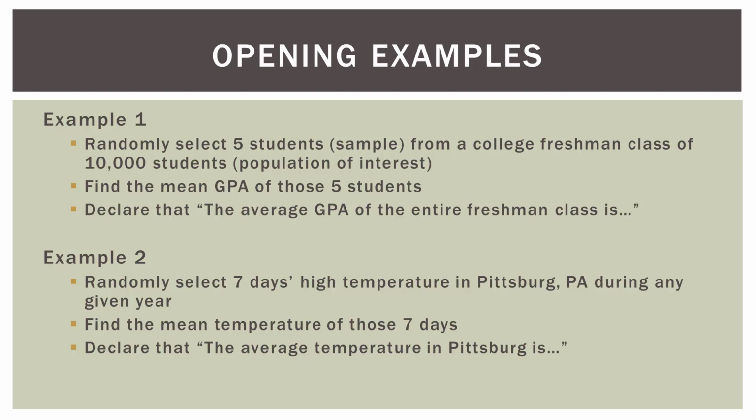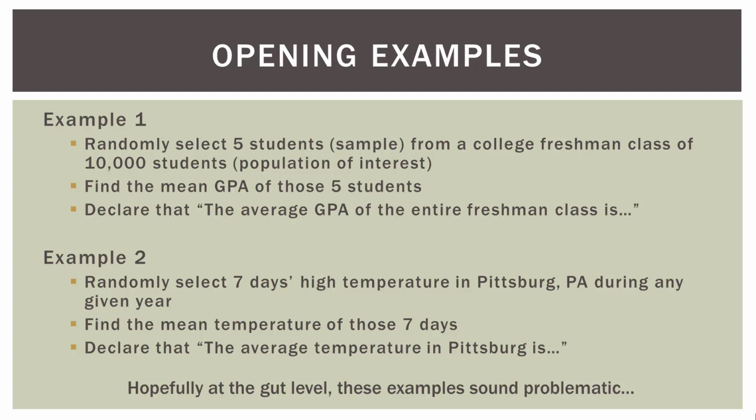Then we declare the average temperature in Pittsburgh is whatever the mean temperature was of those 7 days. Now, what do these 2 examples have in common? Well, hopefully, this should sit with you in a wrong way. Hopefully, at the gut level, these sound problematic.